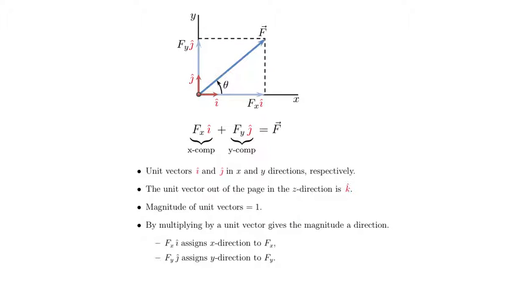We recall that unit vectors i hat and j hat point in the x direction and y direction. The unit vector out of the page in the z direction is called k hat. The magnitude of the unit vectors is equal to 1. By multiplying by a unit vector, we give the magnitude a direction. fx times i hat assigns the x direction to fx. fy times j hat assigns the y direction to fy.